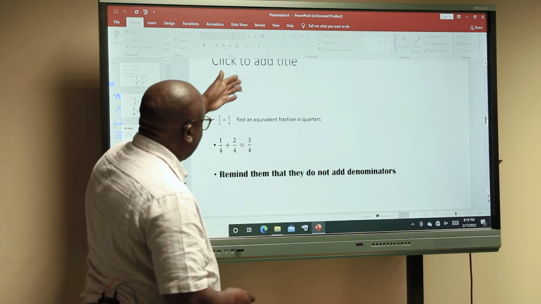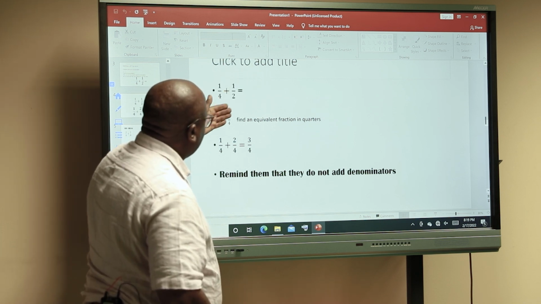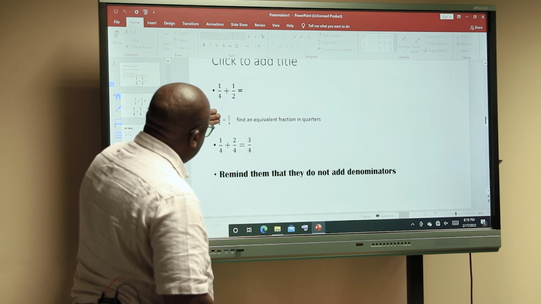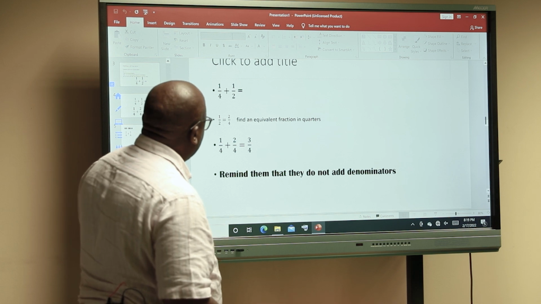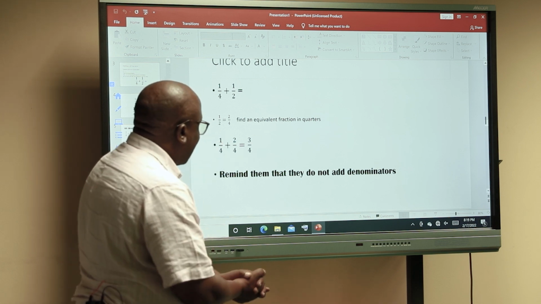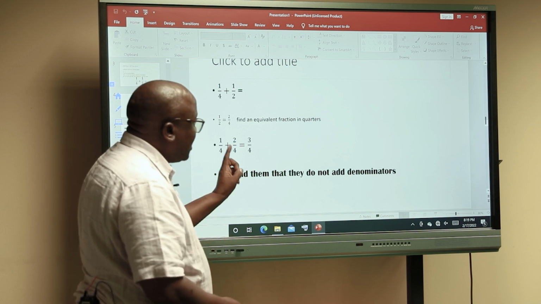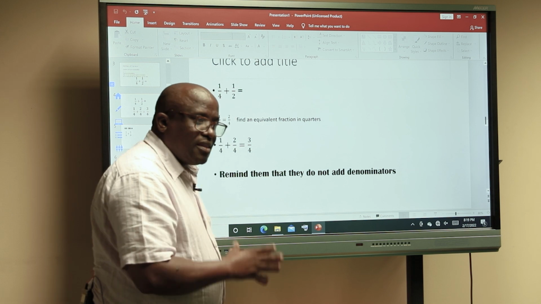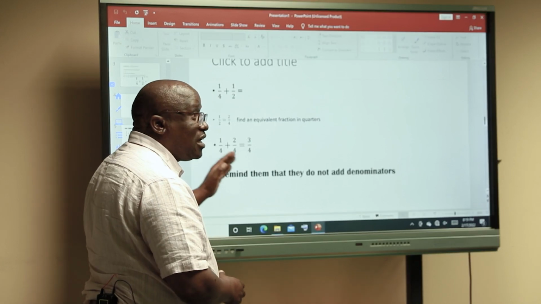1/4 plus half, they will have to find what half is equal to, or how many quarters are there in a half, and there it is 2/4 in a half. Then they come down and they add and get their answer. Remind them that they do not add denominators. That is very important. They do not add denominators, they add numerators.